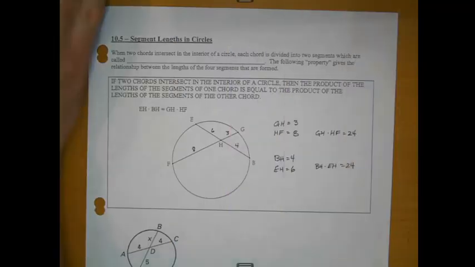We're going to be talking about intersecting chords in a circle. So we're going to look at the parts, and if you notice when you have two chords, which are basically segments, and they intersect each other within a circle, it has to be a circle, they're going to have a special property. So let's get right into the notes here. Segment lengths in circles.